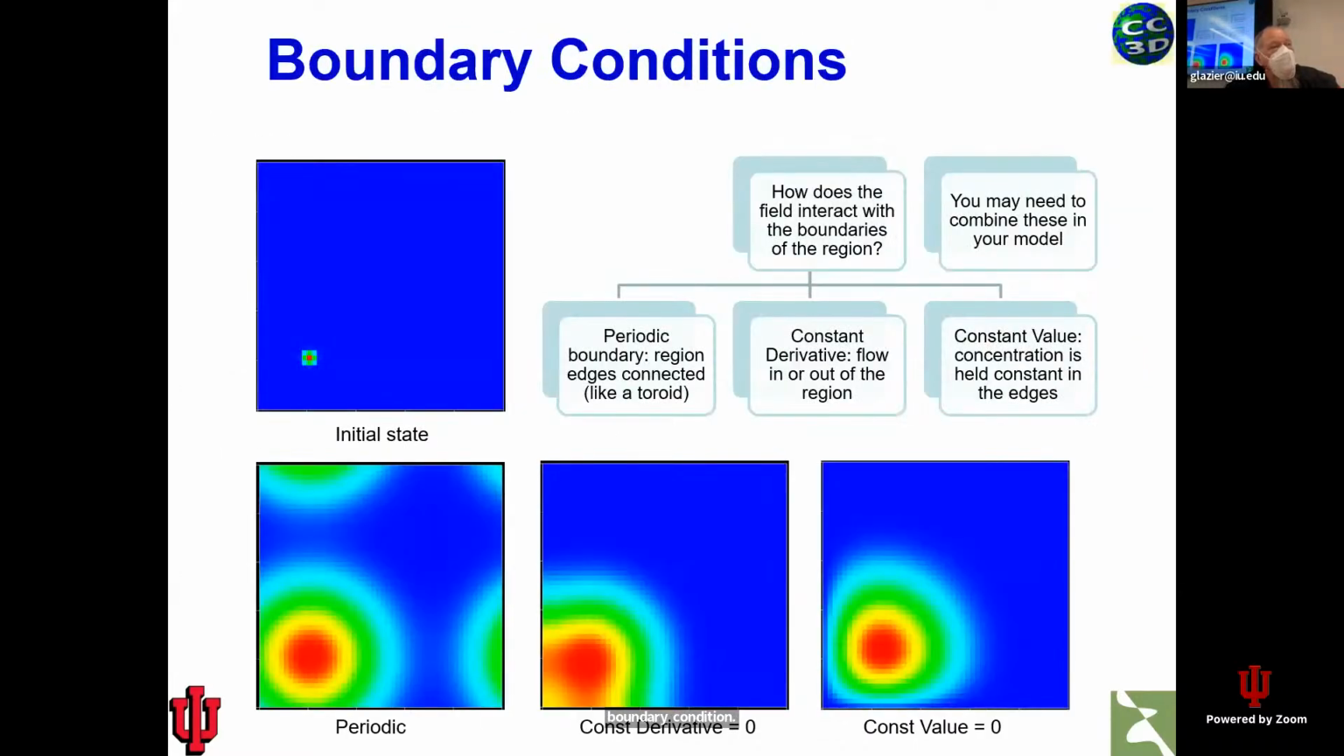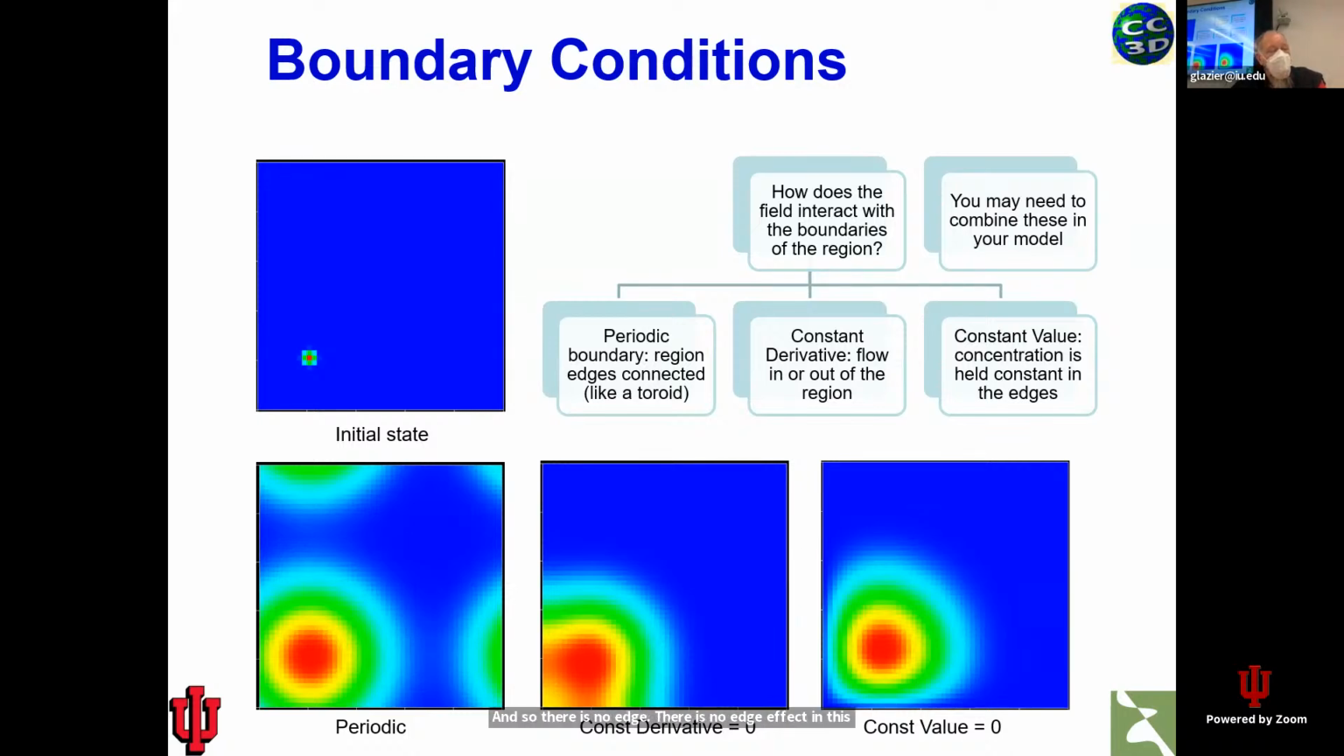So this is a nice slide that I believe Pedro did originally, where we start out with the chemical source here. And if we have periodic boundary conditions, we see the chemical goes to the edge and spreads around the edge. Again, think of the field as being wrapped both around the x direction and the y direction like a donut. And so there is no edge. There is no edge effect in this case.